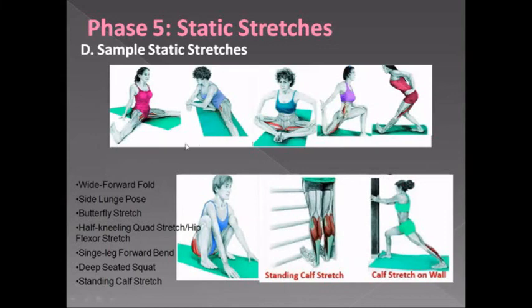So here are some examples of static stretches. The wide forward fold, this one. Side lunge pose. Pwede rin front lunge. Pinakita natin kanina yung front lunge, di ba? Butterfly stretch. Half kneeling quad stretch or hip flexor stretch. Single leg forward bend. Deep seated squat. So yung squat natin normally ay knee level, so this one is deep. Then standing calf stretch and calf stretch on the wall. Again, you're going to do this for 30 seconds nang hindi kayo gumagalaw or hindi kayo nagpapalit ng position. Kaya siya tinawag na static stretches.